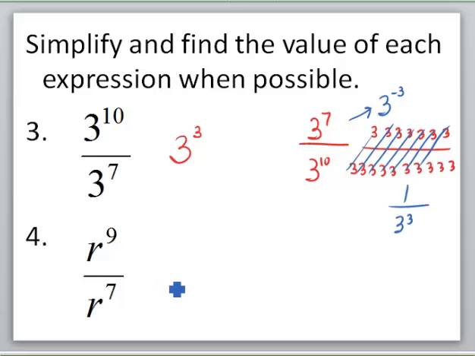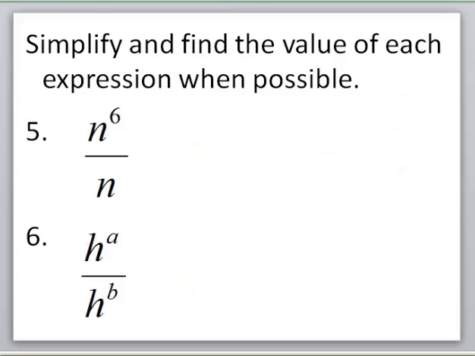On this next one, I keep the base r. 9 minus 7 is a positive number, so I know it's r to the 2nd power. The next problem, I keep the n. This is n to the 1st. 6 minus 1 is 5, and it is positive 5, so I know I have it on the top of the fraction. The last one, I keep my h, subtract a minus b, and that's exactly how I have to write it, a minus b, because they're not like terms.